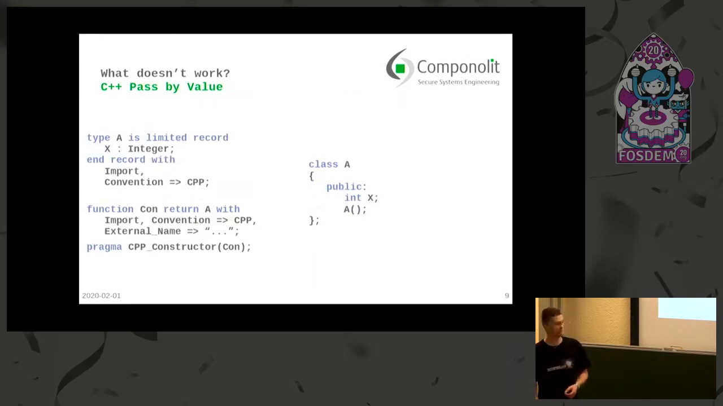The second is C++ supports pass by value for anything. So you can just take a class that is like a kilobyte large and you can just pass it by value.